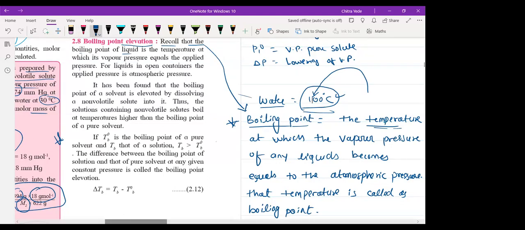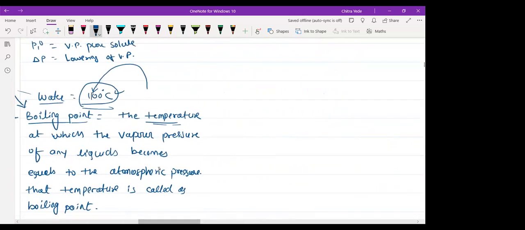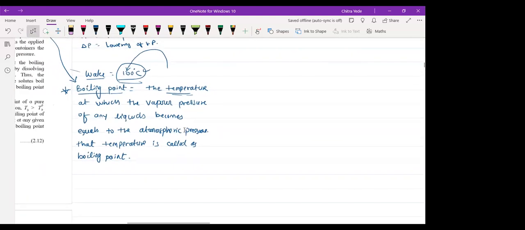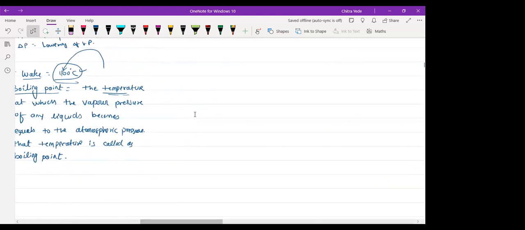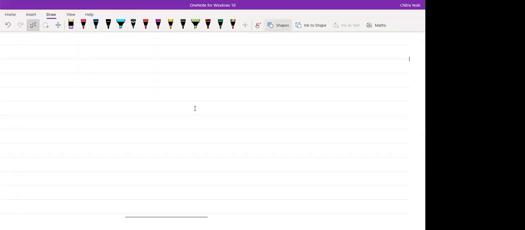Wait. Have you written that definition of boiling point, everyone? Yes, sir. Okay. Now I will make you understand how the boiling point temperature is going to elevate, meaning increase, for the solution. Again, we have to discuss the non-volatile solute.